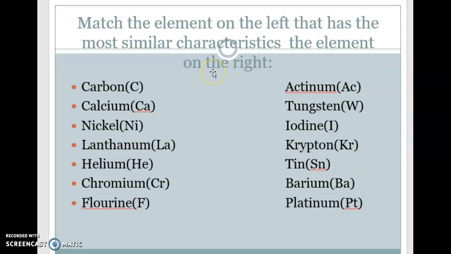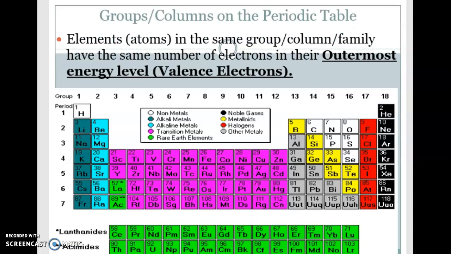So let's look at these elements. What you have to do is match the element on the left that has the most similar characteristics on the right. So basically what you do is you go back to the periodic table and look for carbon. If the element listed on the right side is in the same group as carbon, it is the one that's going to have the most in common with carbon. So the elements in the same group have more in common than the elements in the same period. So up and down have more in common than side by side.